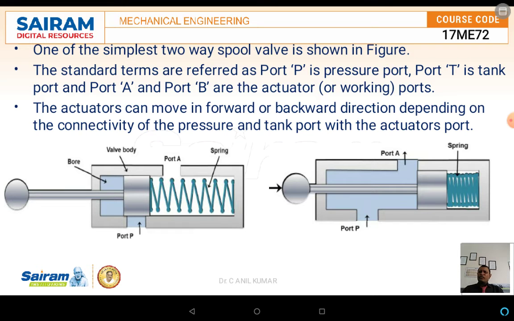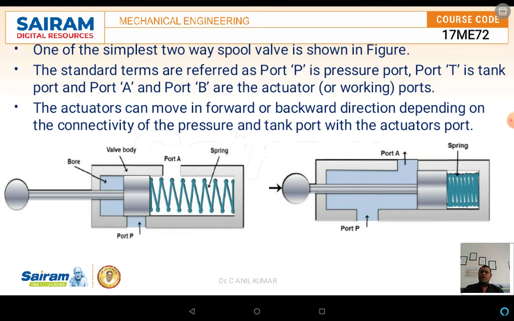One of the simplest spool valves is the two-way spool valve. The naming is standardized, and we maintain that throughout. There are two openings here. One is port P, and the other is port A. These are standard terms. Normally, port P represents the pressure port, port T represents the tank port, and port A and port B are the actuator ports, which are also called the working ports. Either may be an inlet port or an outlet port.